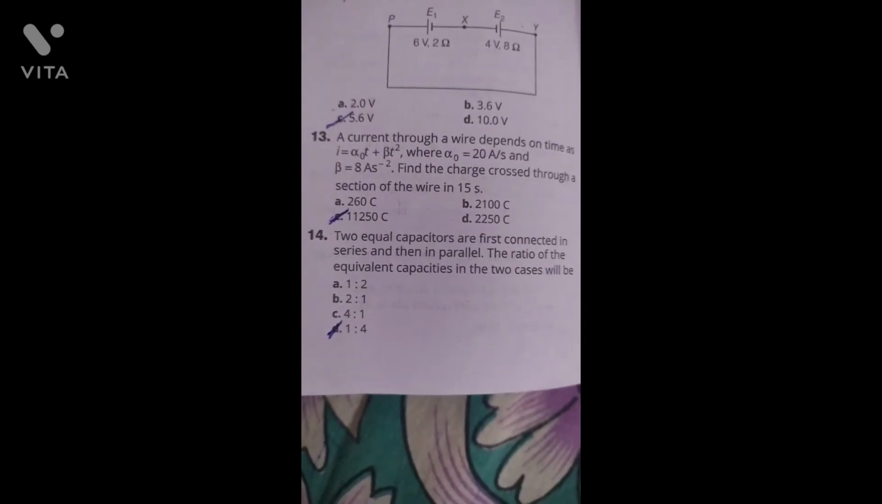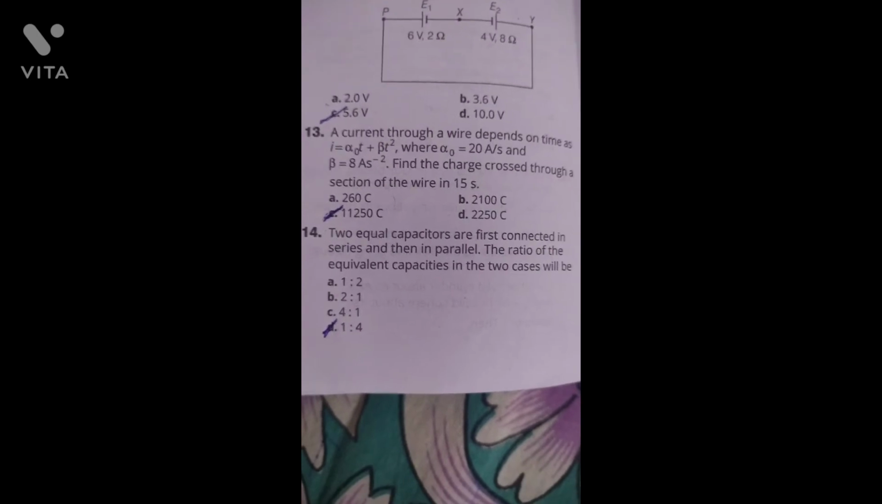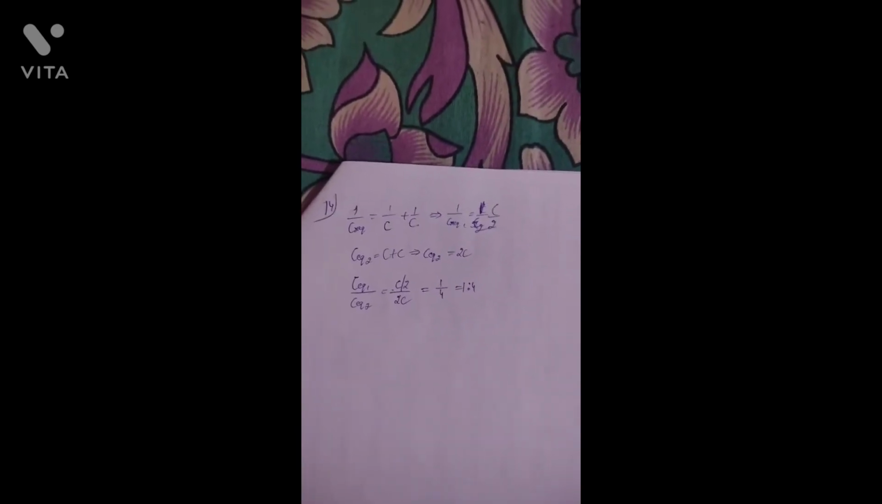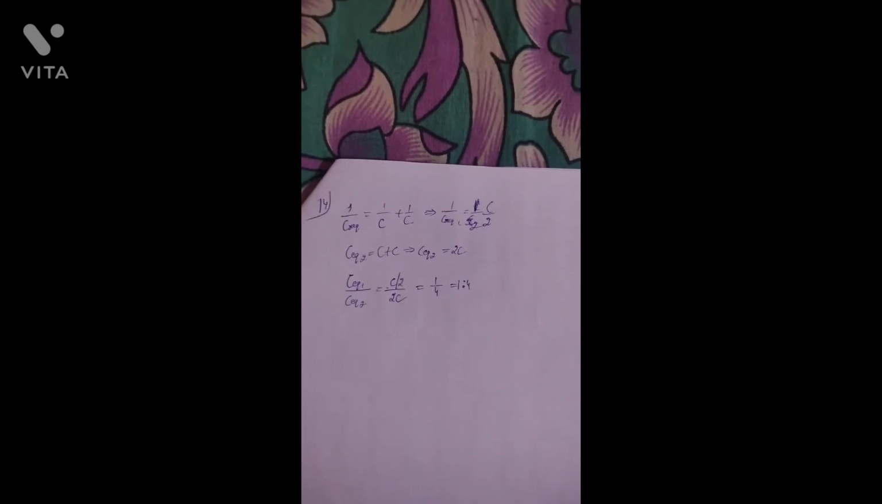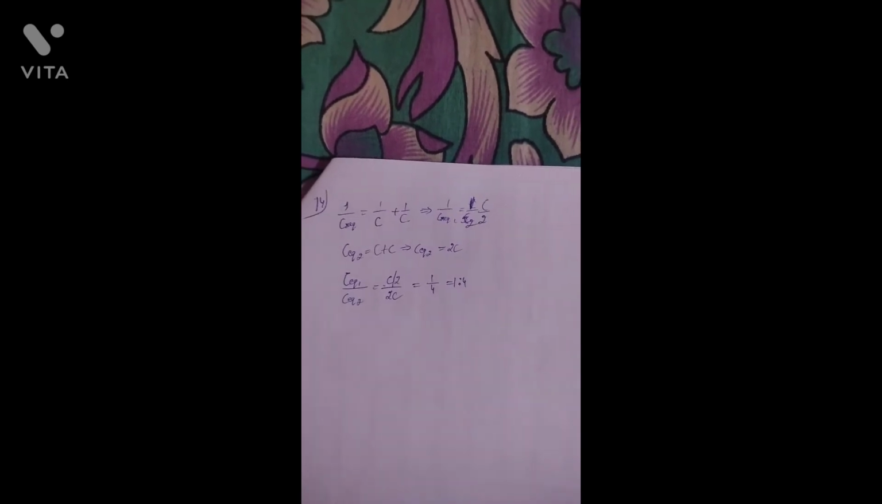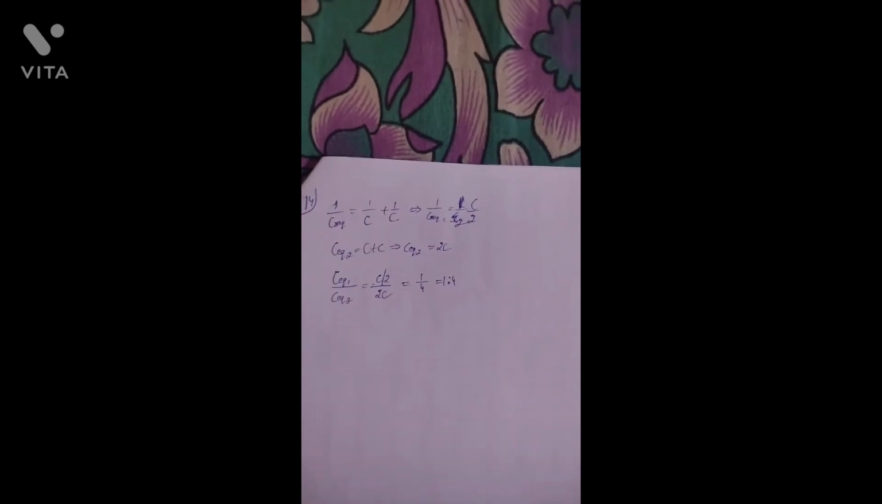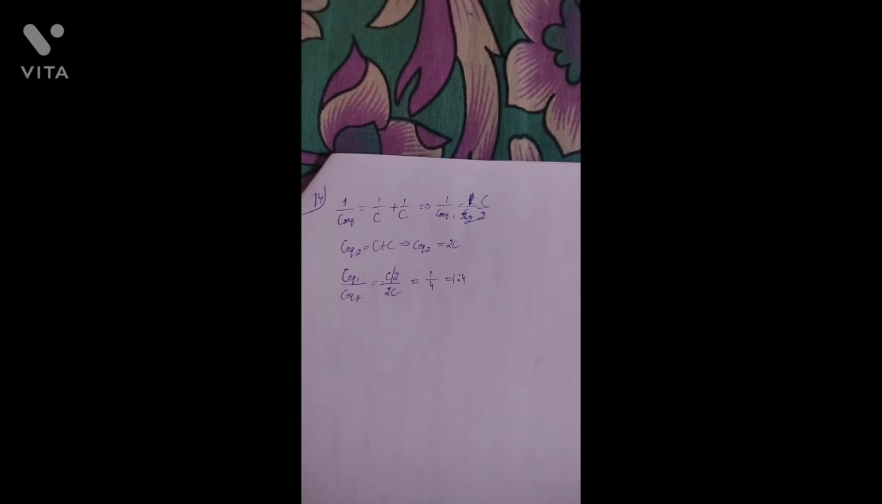If we come to the question here, the correct option is option D. As you can see, we have got 1:4 ratio. So therefore the ratio of the equivalent capacitances in the two cases will be 1:4. Now let us see the solution. Here is the solution once again for you, you can see how I solved. Let us see the next question after this, question number 15. Then we will go for the answer for question number 15.